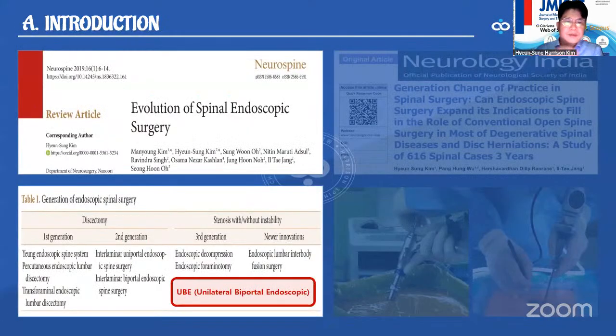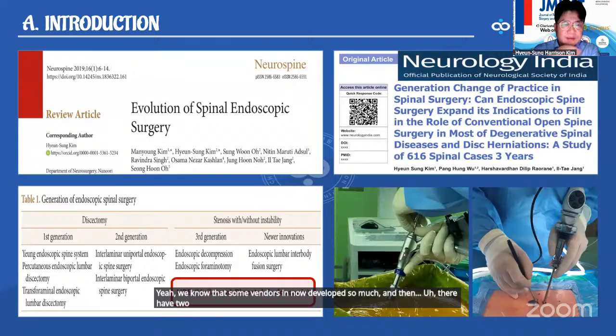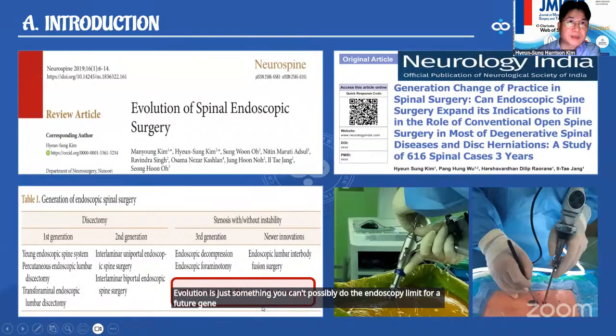We know that endoscopic spine surgery has now developed so much, and there have been two evolutions. The first is that we can possibly do endoscopic decompression, and the second is that we can possibly do endoscopic lumbar interbody fusion. Because of that, many degenerative diseases, not only related to disc pathology, may need decompression, and sometimes fusion surgery.